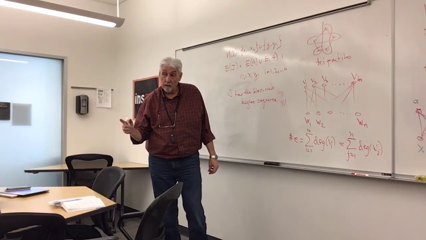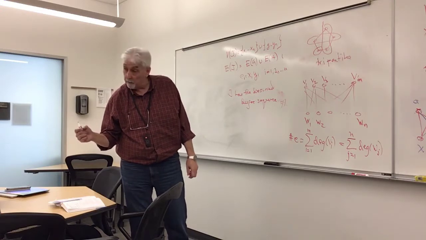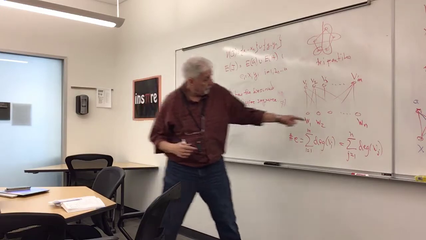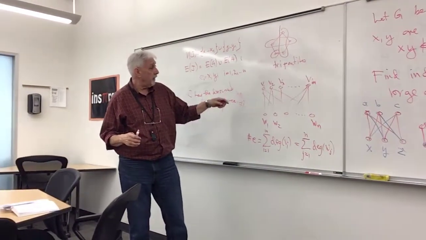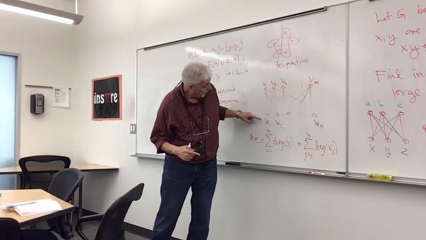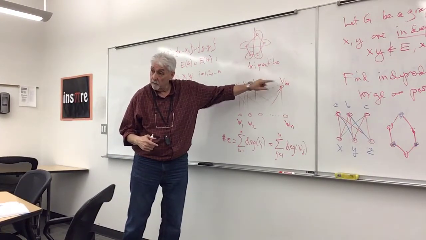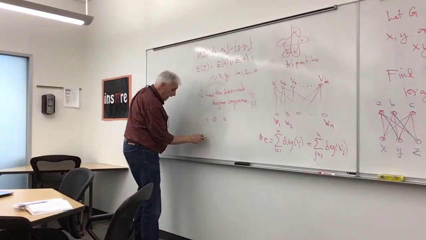What's n squared? The n is the number of edges? So n is, I've got n vertices down here, and m vertices over here. For example, they don't have to be the same size, right?